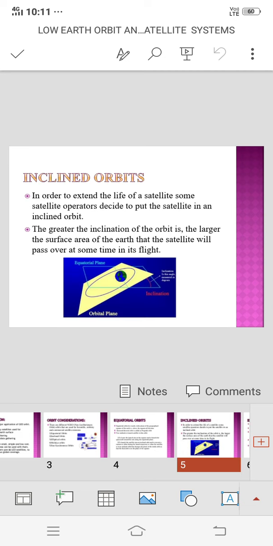And then inclined orbits. In order to extend the life of the satellite, some satellite owners decide to put the satellite in an inclined orbit. The larger the inclination of the orbit, the larger the surface area of the Earth that the satellite will pass over at some time in flight.